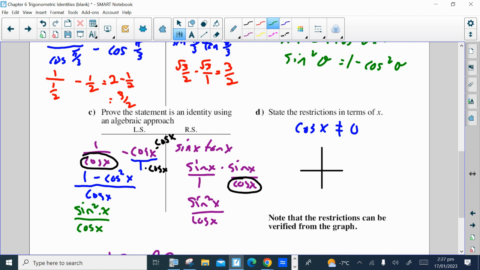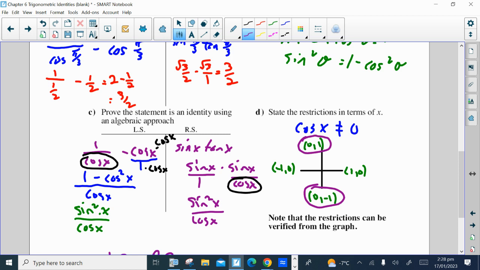So let's use the unit circle and let's put the coordinates at the end of each axis there. Those are the coordinates at the end of each axis on the unit circle. Cosine is the x value, and it equals 0 there at 90 degrees and down at the bottom at 270 degrees. So our restrictions on x between 0 and 2 pi would be 90 and 270, or pi on 2 and 3 pi on 2.